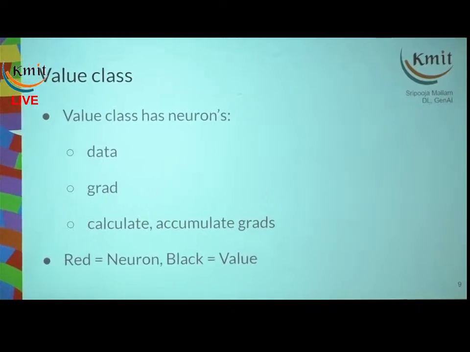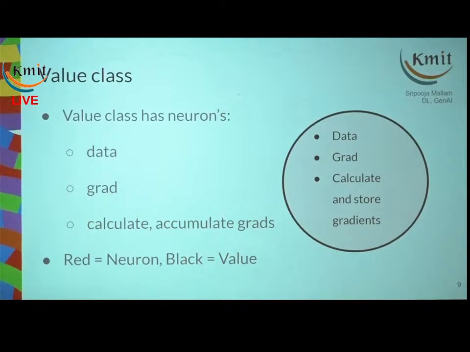To put it visually, I have two diagrams, one where I am using two colors, red and black, so it's easy for you to visualize. This circle in black represents the value class. So where do you think the neuron class is? Is it a subset or a superset? What do you think it should be?